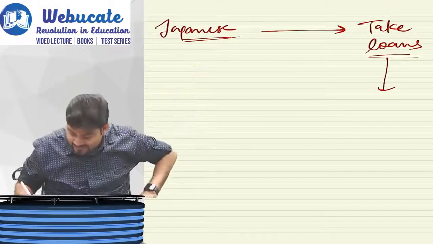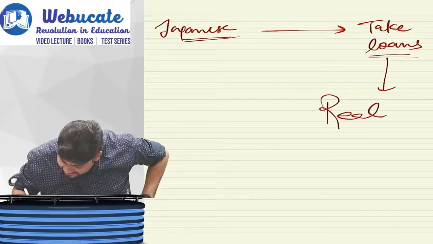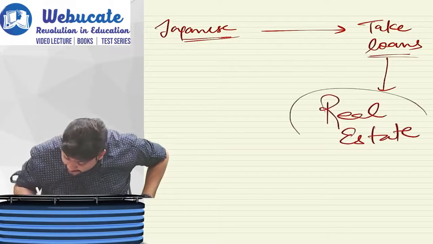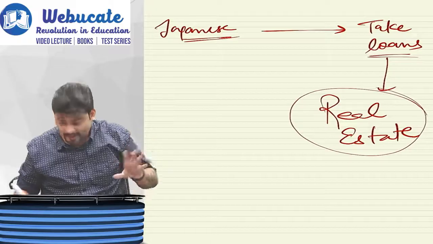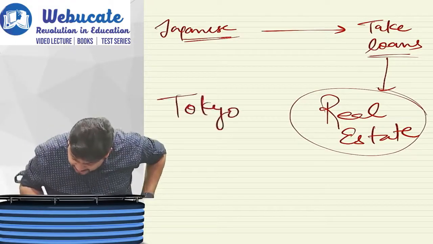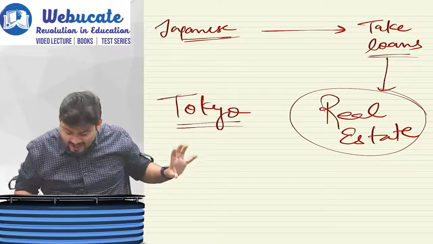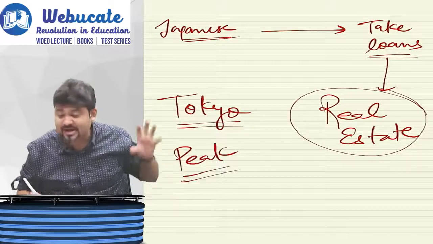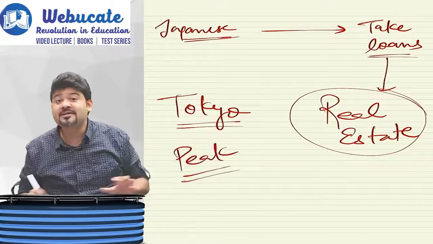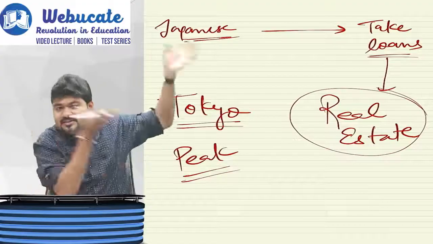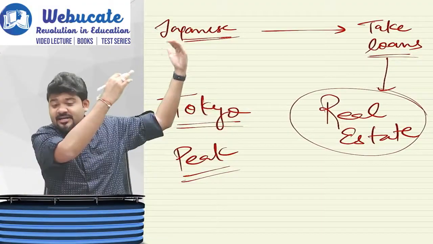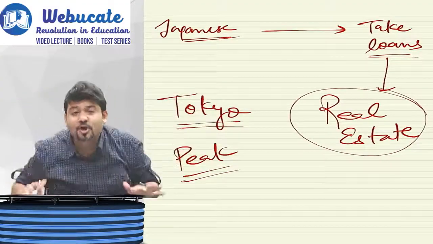Japanese people started taking loans and started investing in real estate, because at that point in time the real estate market, especially places like Tokyo, was at its peak. So people started thinking, let's take loans and invest in the real estate market. The real estate will grow. We will be able to earn a lot of money.